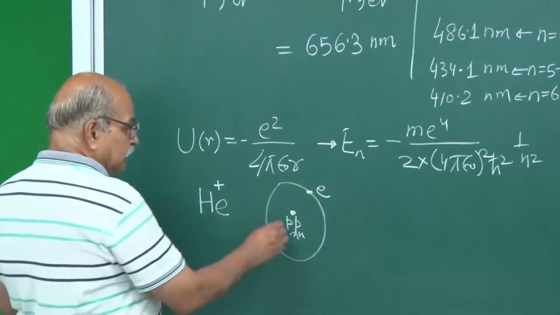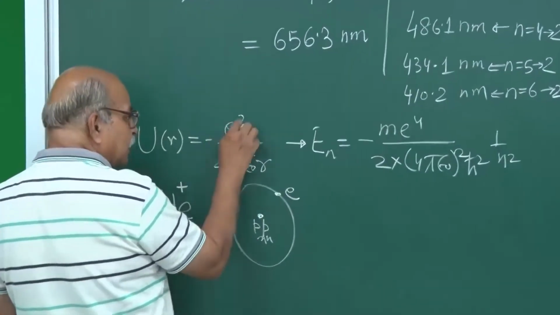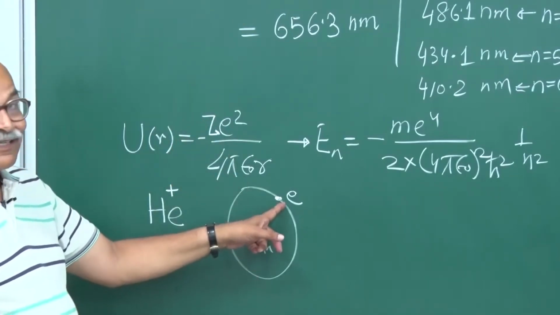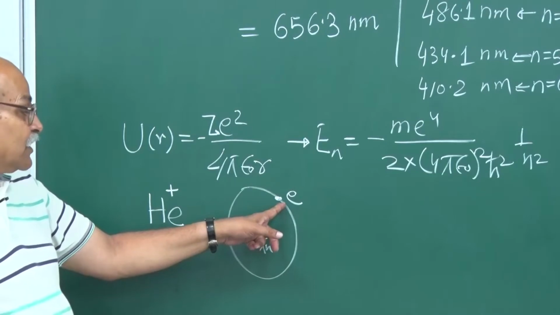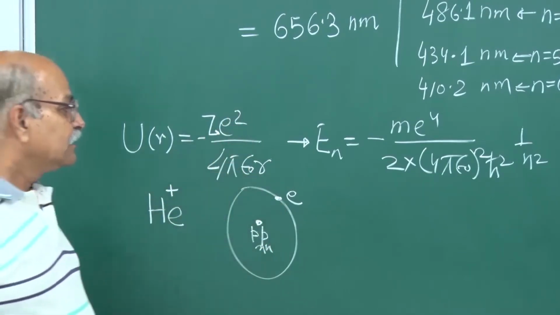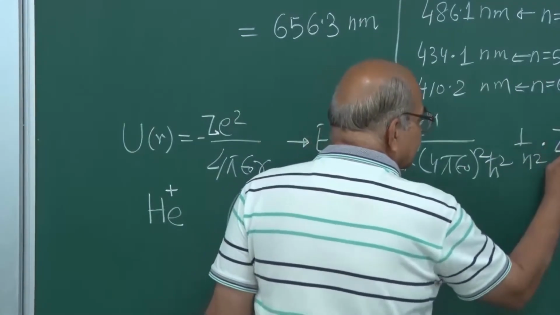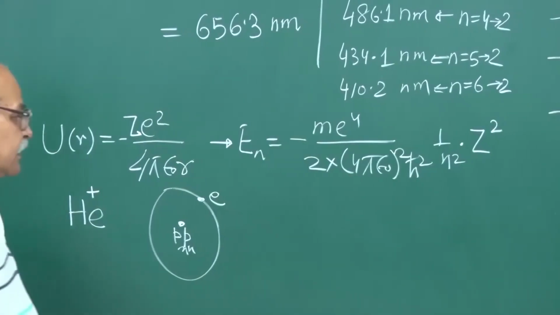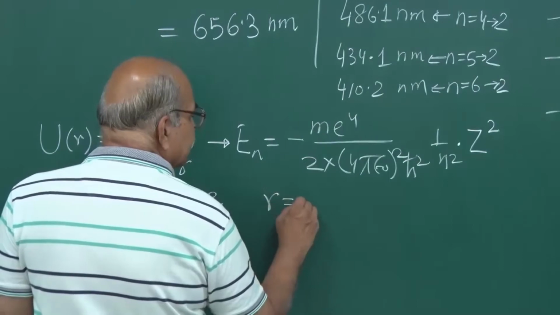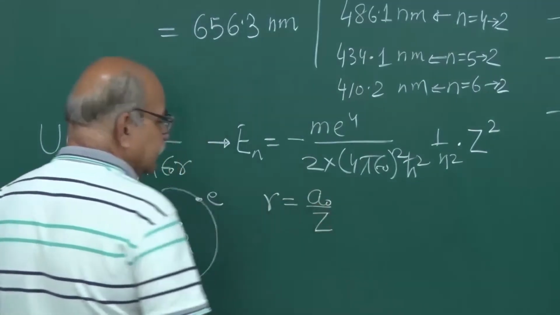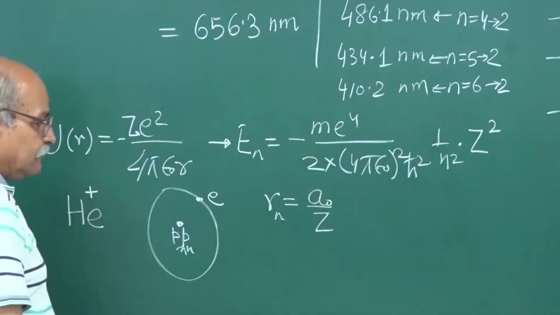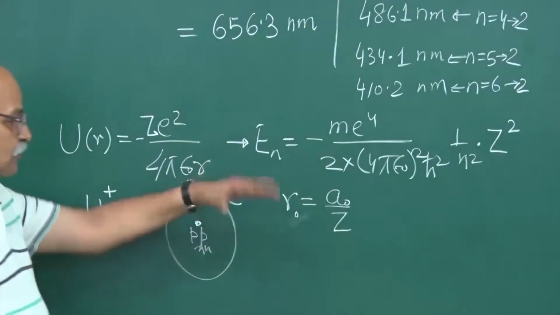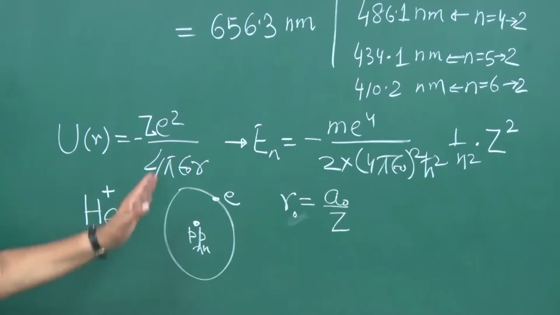For this, the potential energy will be given by 2 times this. So let me write Z times this. If there are Z protons in the nucleus and only 1 electron, then you have an ion where the potential energy will be given by this, and then this E_n is modified by multiplying it by Z square, and everything works quite well. The radius will be a naught divided by Z. Let me write the first one only, others also go the same way. So this is how it works quite well.